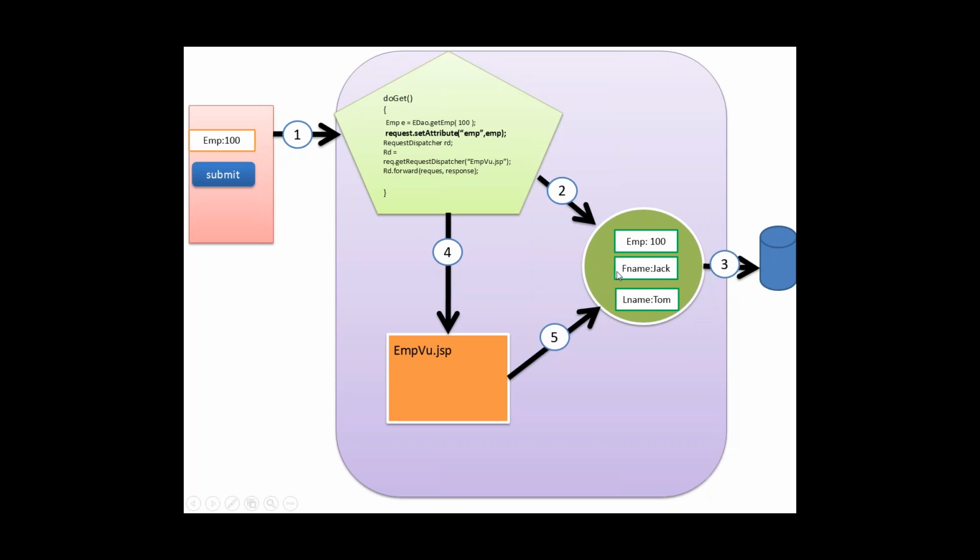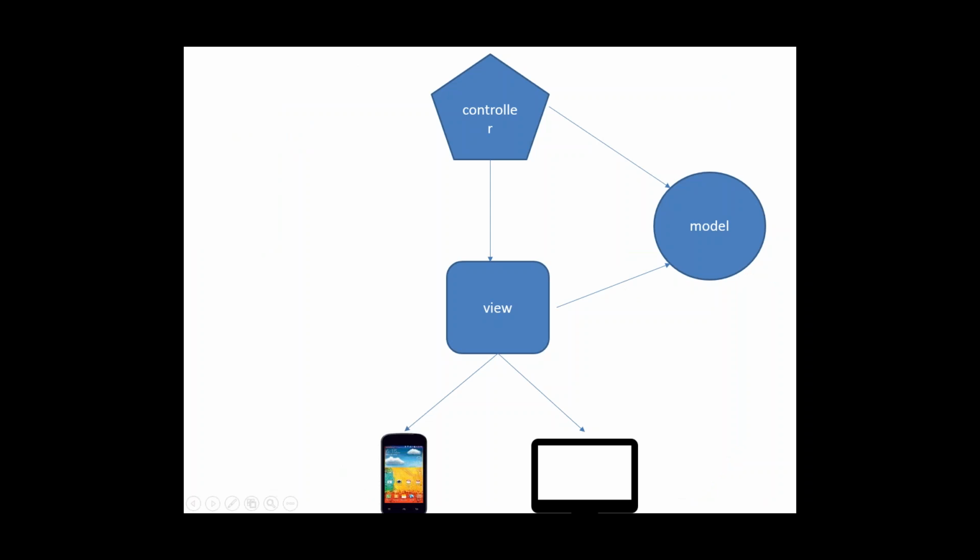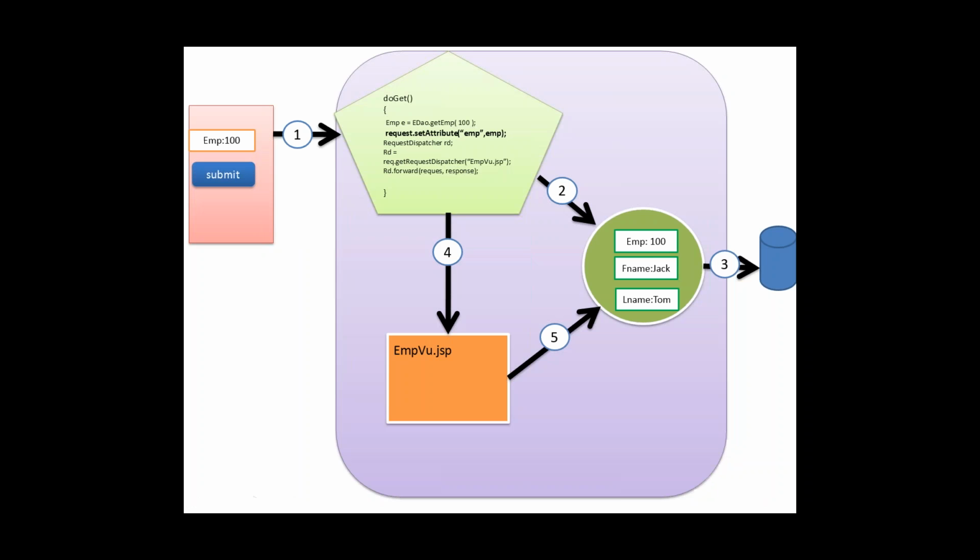After it retrieves the details of employee number 100, it passes these details on to this servlet. Then this servlet passes the details on to your employee view. Then this employee view will have access to the business data.